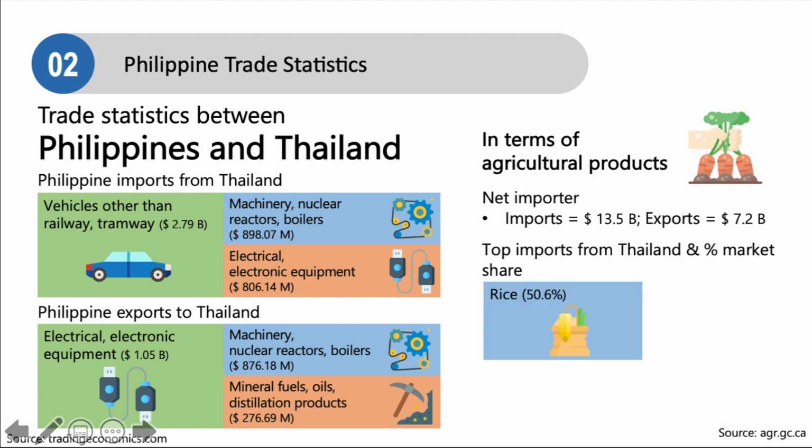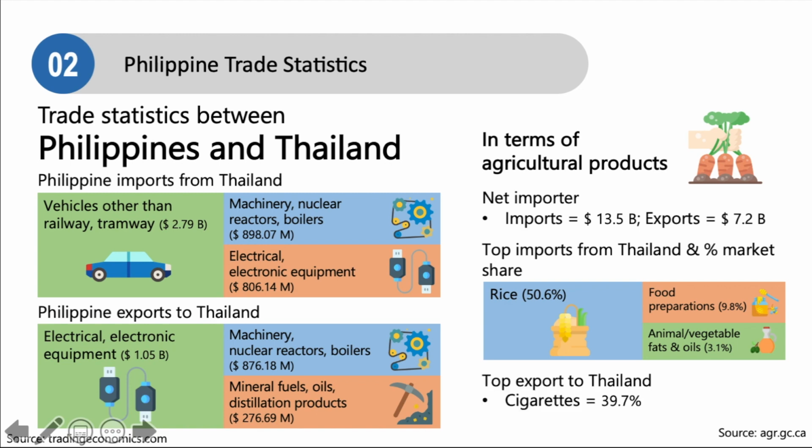So top imports from Thailand, we have rice, which constitutes about 50.6% of the market share. And we also have food preparations, which is approximately 10%. This includes processed agricultural products. And also, Thailand exports animal and vegetable fats and oils to the Philippines, which is 3% of the market share.